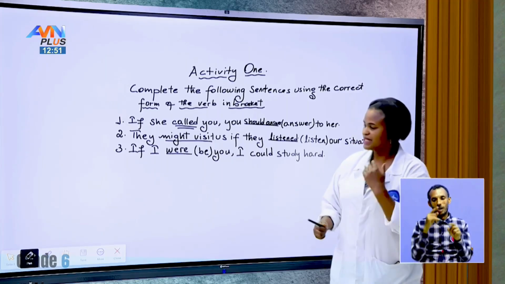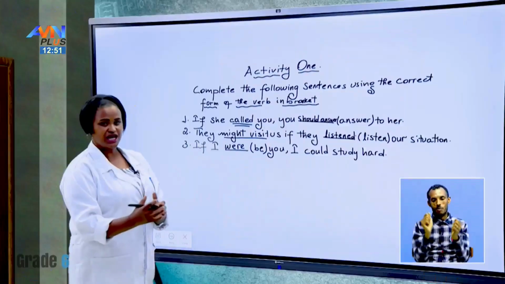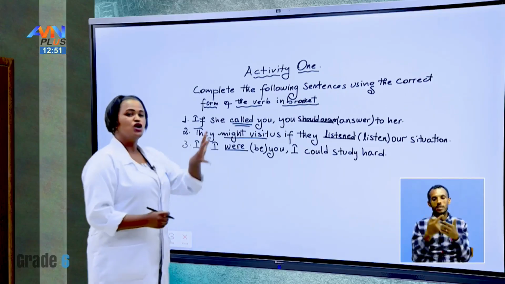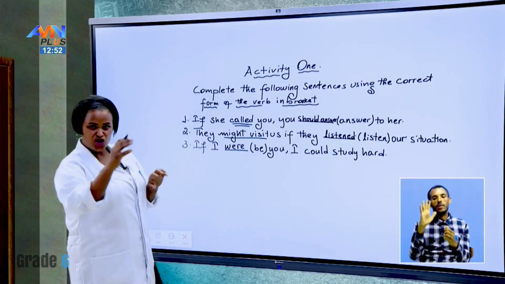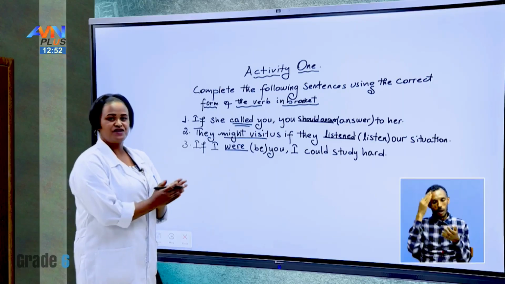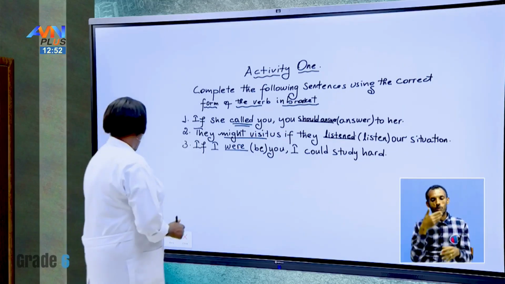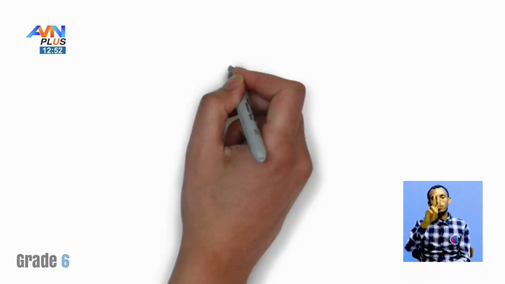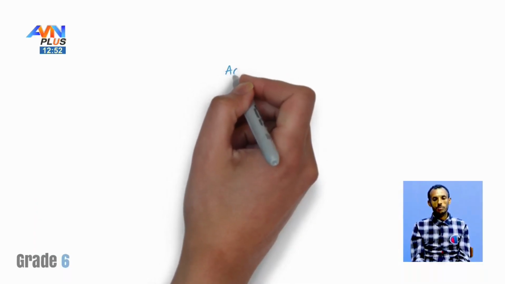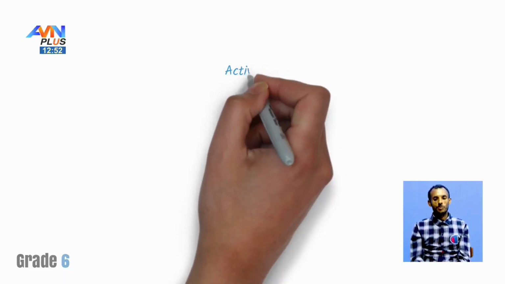All right. Let us do another task which shows both of the conditionals. Now this time we're going to compare conditional type 1 with conditional type 2. I want you to know how to differentiate which conditional a sentence is, okay? Good. Activity 2.